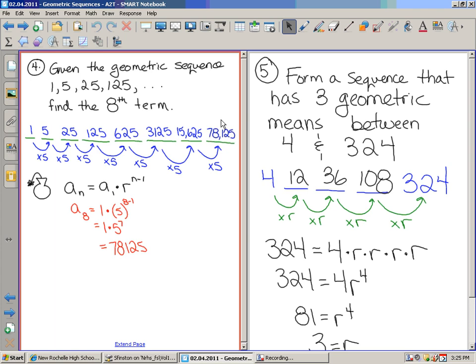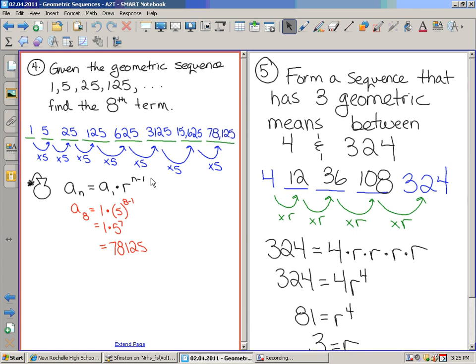There is, in fact. Here's the formula for it. Any term in this sequence, you can find the 50th term if you really wanted. Any nth term you want is equal to the first term in the sequence times the common ratio raised to the n minus 1 power.